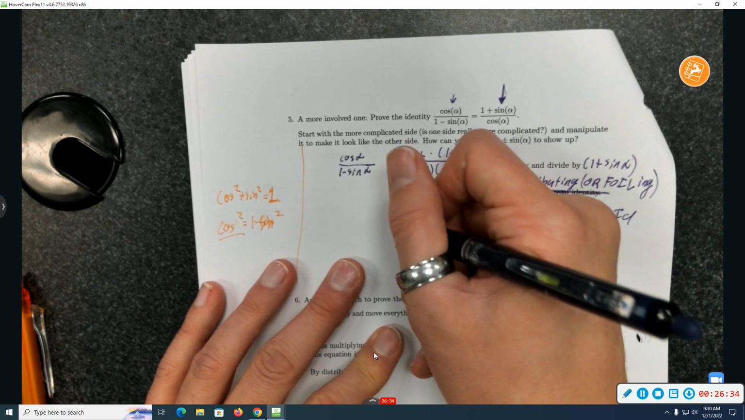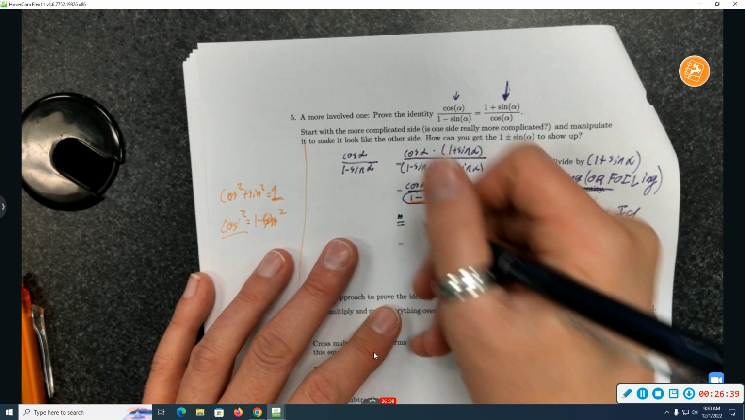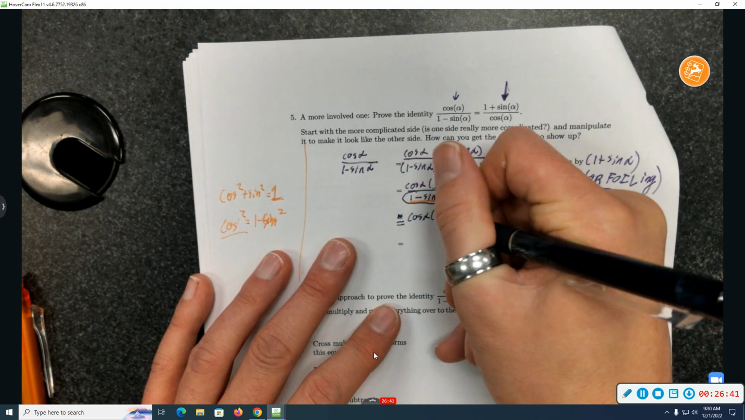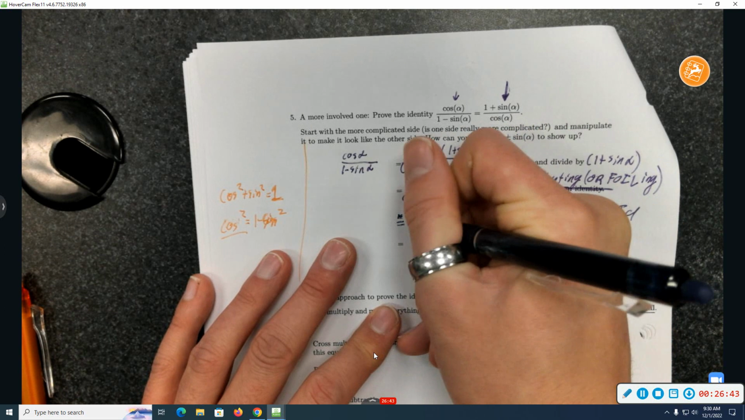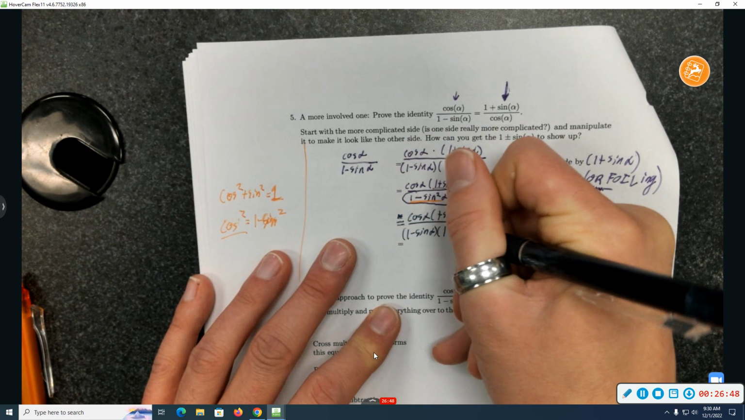By the Pythagorean identity, this becomes cosine alpha, 1 plus sine alpha, all over 1 minus sine alpha, 1 plus sine.